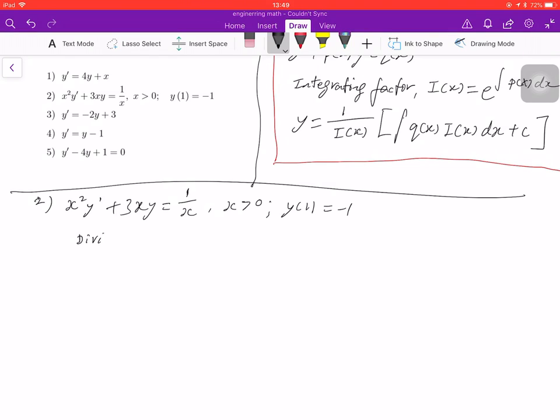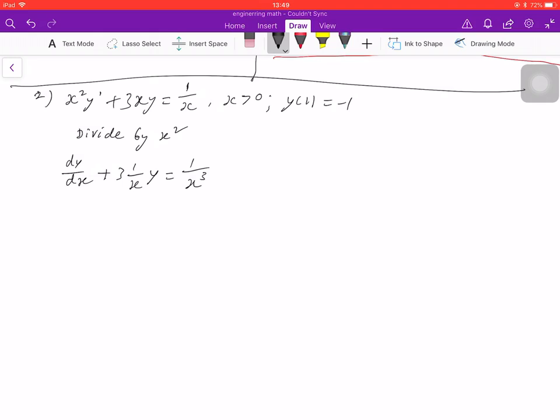We divide by x squared, so that the coefficient of dy/dx is 1. So if we divide by x squared, we have y prime, which is dy/dx, plus 3x divided by x squared, so we have 1 over x times y, equal to 1 over x cubed. Now we identify what P(x) is. P(x) here is 3 divided by x, and Q(x) is 1 over x cubed.